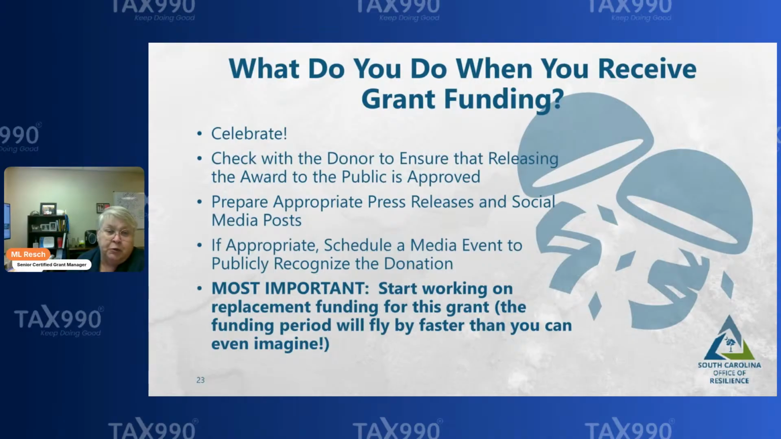And here's the most important part. Please start working on replacement funding. Your funding period will go by so quick. And like I said, typical response on any grant is 90 to 180 days. I've worked on grants where it took me 1.5 years to get a final answer. And this was a federal grant. So please don't assume that this is going to happen next week, because it's not.